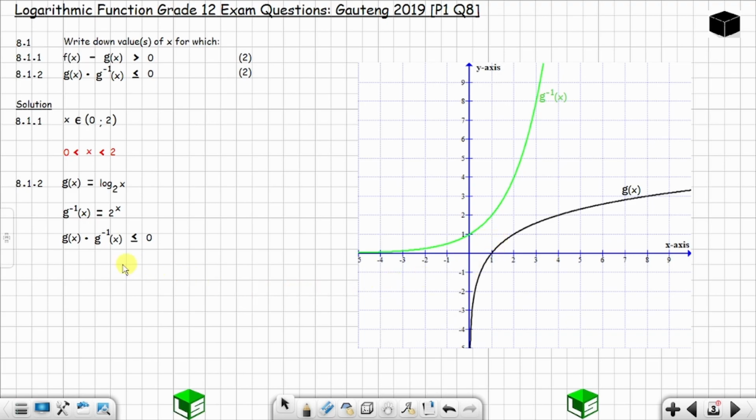So the answer to this is going to be x element from 0 to 1. And 1 is included. You show that with a square bracket. Or you can write the answer like this. X is in between 0 and 1. Right? 1 is included. This is why I have an equal sign there. Okay? So your answer can be given like this or like this. Okay? And we are done with 8.1. Now let's move on to 8.2.